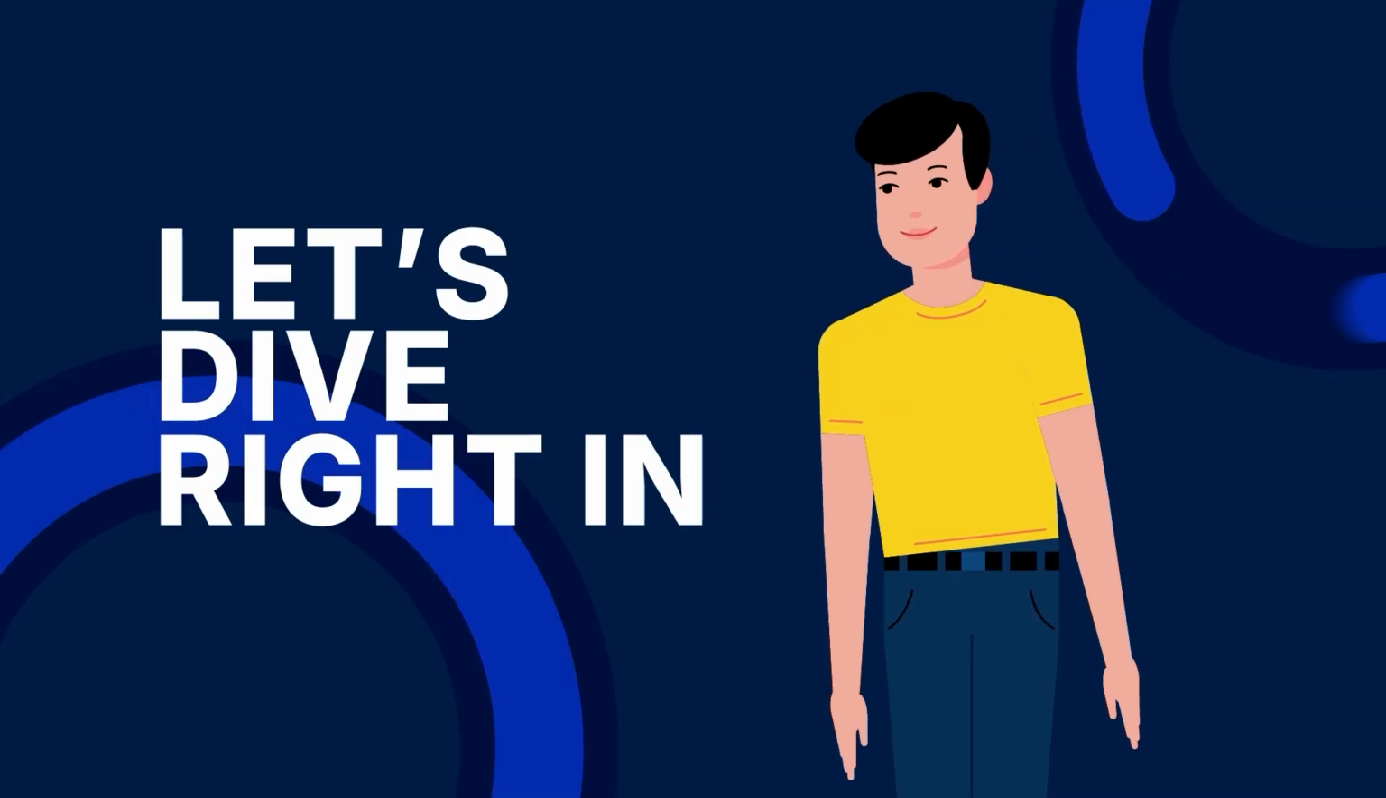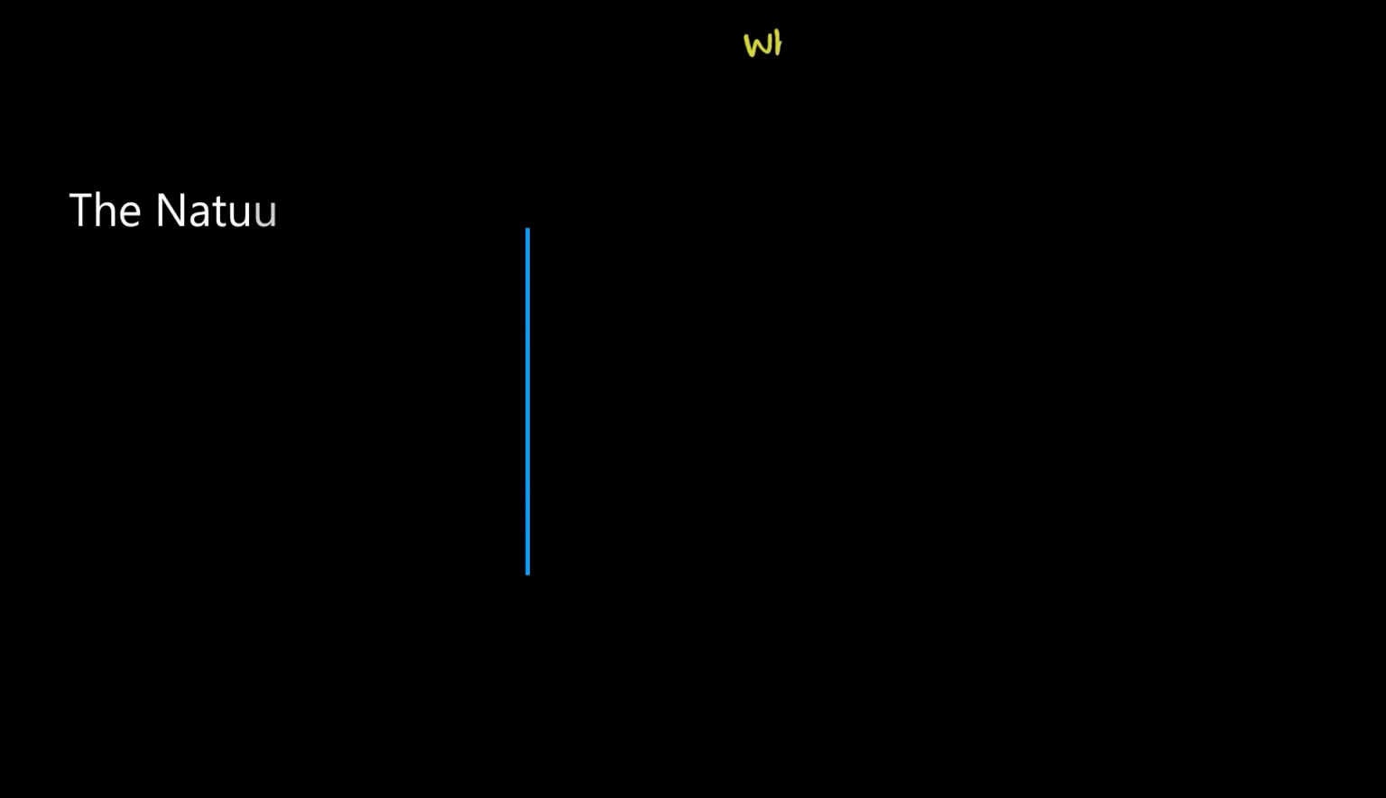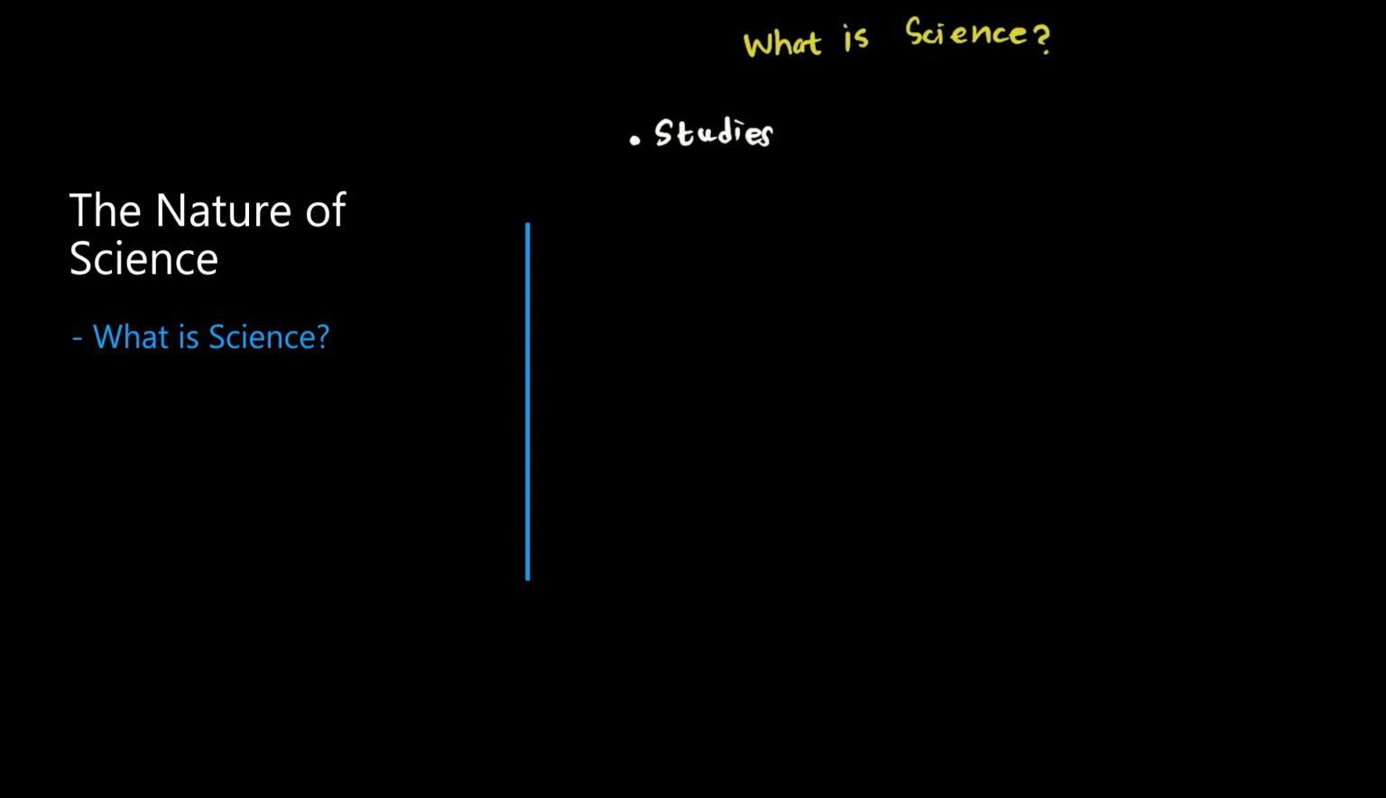So let's dive right in. Let's begin with the very foundation of how we know what we know, the attributes of science. What makes something scientific? Science isn't just a collection of facts, it's a process, a way of understanding the world.